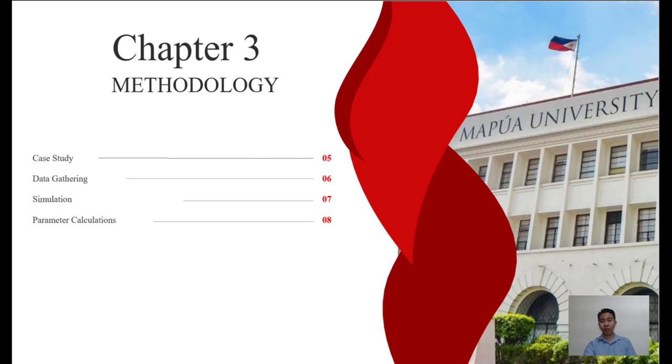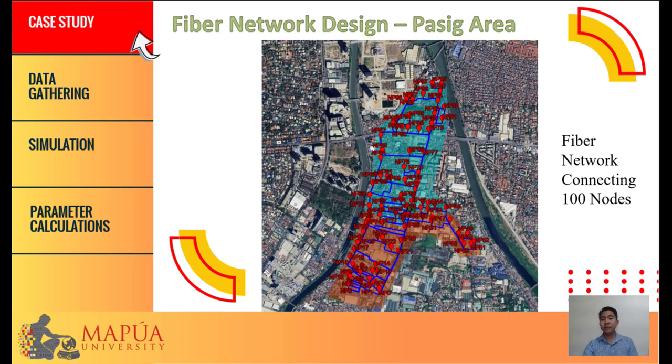We move to the third chapter of this practicum research, which is the methodology. This scenario presents the design and implementation of a cost-efficient and high-performance fiber optic network intended to connect 100 fiber access nodes for an internet service provider within the Pasig area, specifically covering barangays Maybunga and Rosario, serving approximately 1,600 households. The ISP may be a private entity or a local government unit.